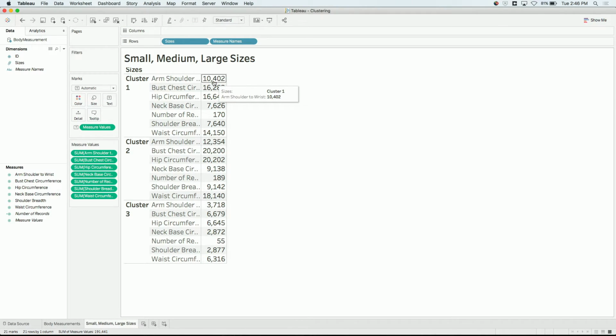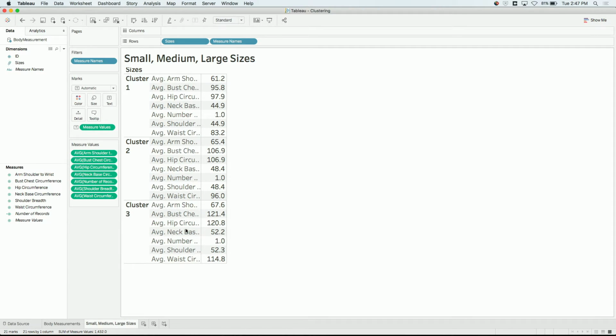So notice how this is the total arm length for all the small data points. So we actually should make all these an average. So I'm going to select all the measures in the measure values shelf, and then choose average. And so we can see that in the small category, arm length is about 61 centimeters. Shoulder breadth, about 45 centimeters.